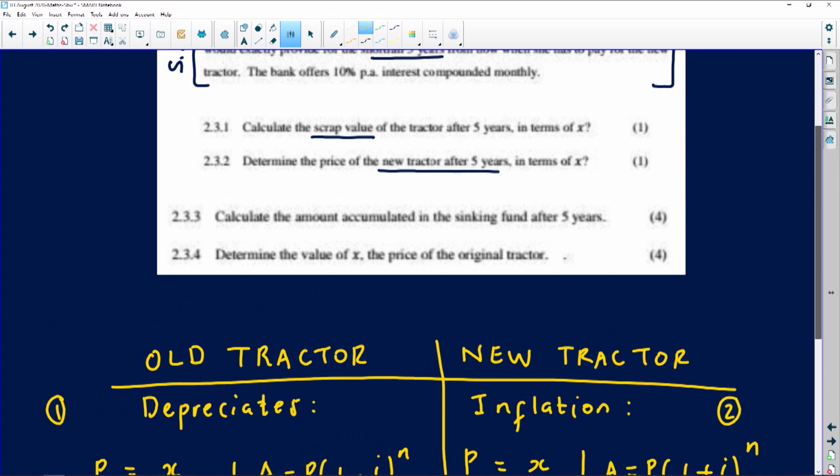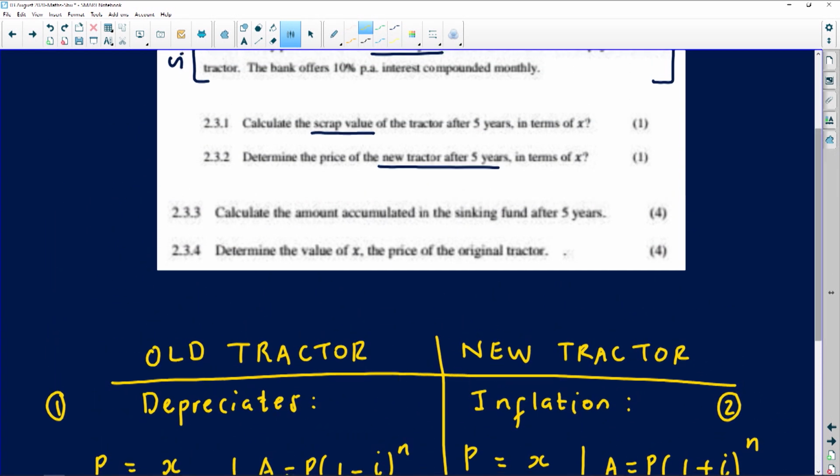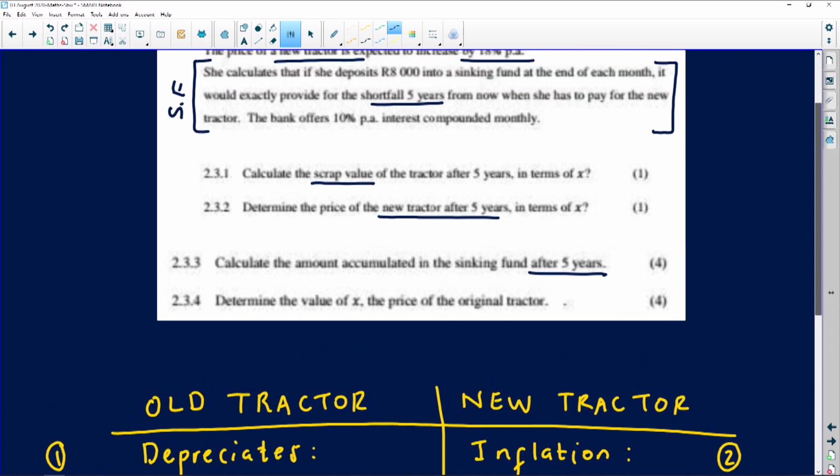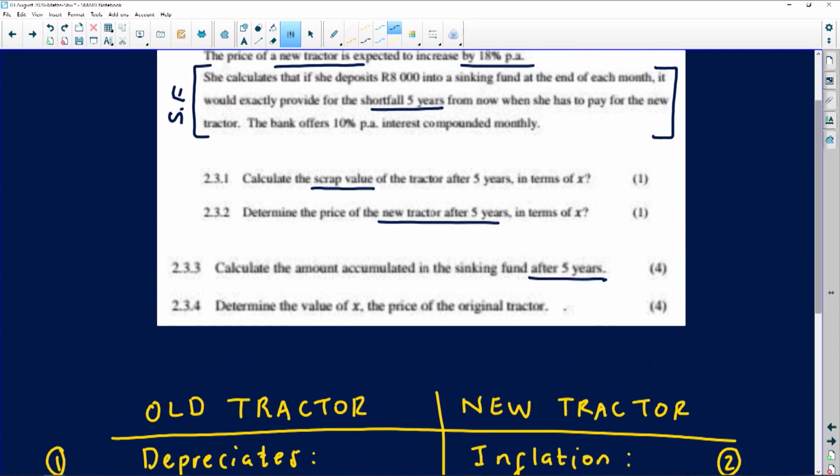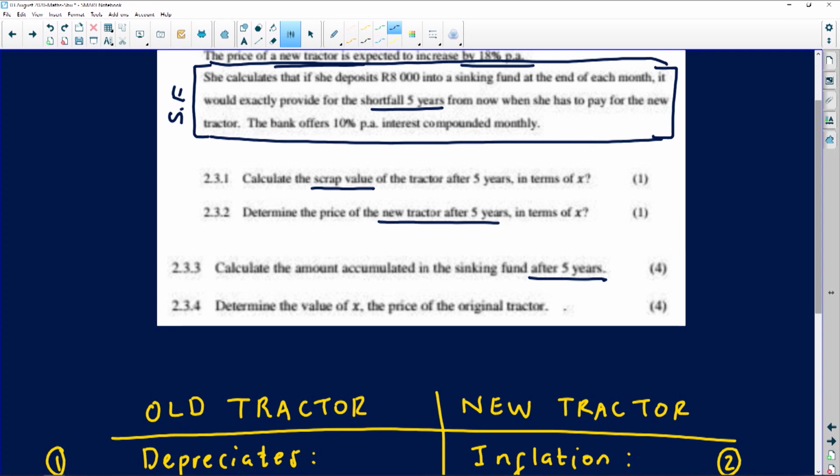Now, going to the third part. Now, they say calculate the amount accumulated in the sinking fund, right? The amount accumulated in the sinking fund after 5 years, right? So what is the story about the sinking fund? Let's go back to see what they said in the love letter about the sinking fund. And that story is happening here. Let me put a nice box so that we only focus on what is in the box.